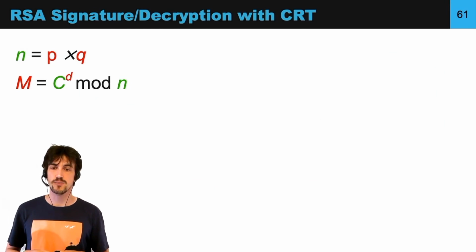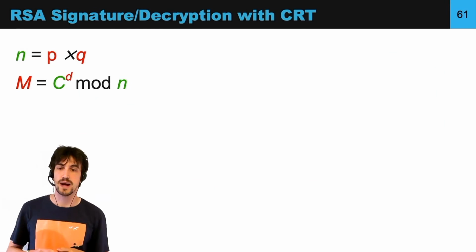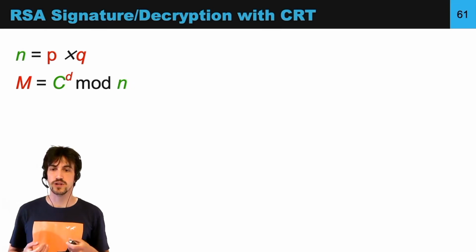Just to say that in normal RSA, you have a public modulus, which is a product of two prime numbers. And for instance, when you decrypt a message using your private key, you take the ciphertext to the power of your private exponent modulo n, and then you get the message back.